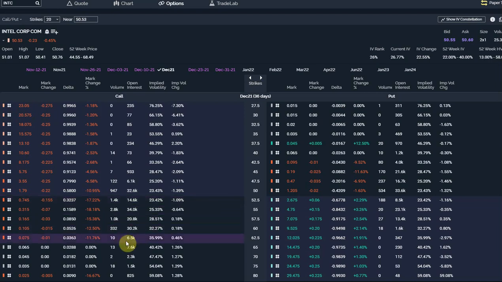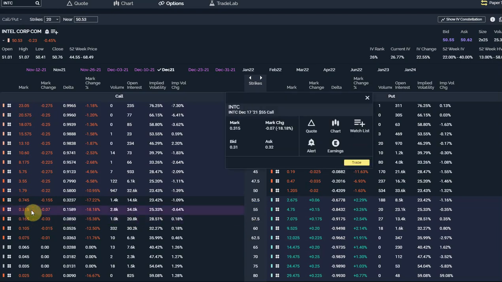Let's go. What is a call? This side are calls. This side are puts, so we won't talk about puts right now. We're talking calls. What is a call? A call is if somebody wants to buy Intel shares at 55, and they don't want to buy the shares right now, but they just want to lock in the price. So what they can do is they can buy a call.